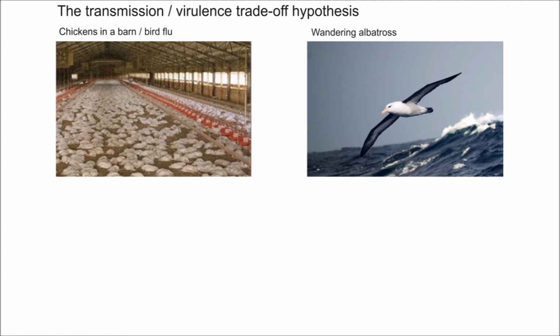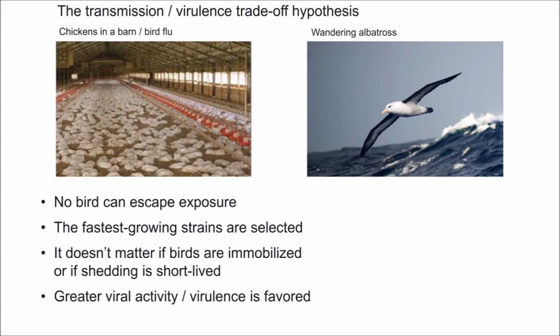and I'm going to illustrate this by taking two extreme cases. So on the left, I'm looking at chickens in a barn when bird flu gets into the barn. On the right, I'm looking at the wandering albatross, which is a bird that spends months at sea on its own in the Southern Ocean. So if you think about first the chickens in the barn, if the bird flu gets into the barn, no bird can escape exposure because the birds are all crowded together.